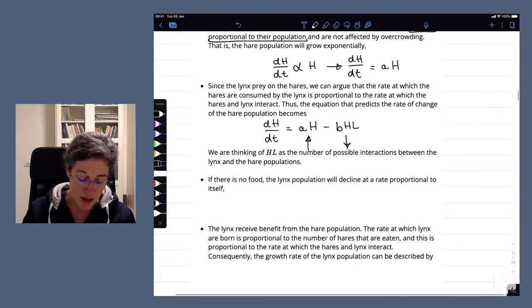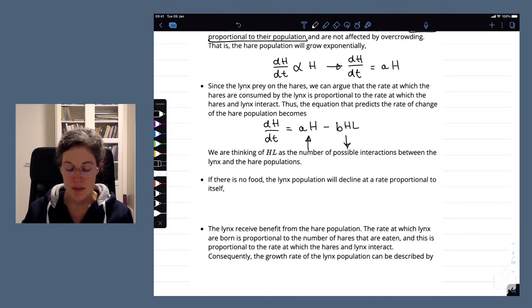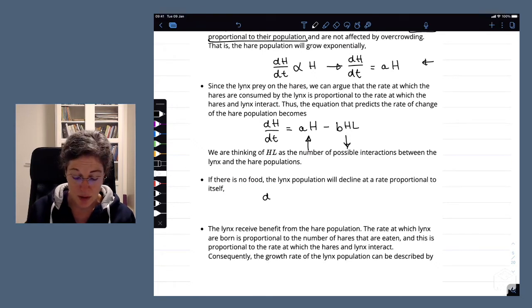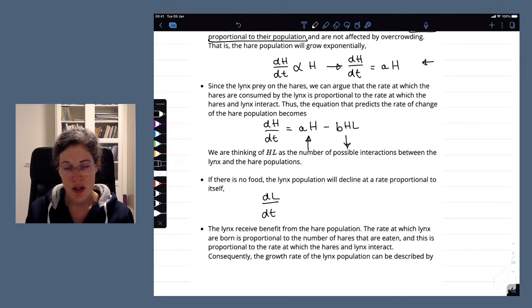Let's do the same trick for our lynxes. So let's think about a simple situation where there are no bunnies. So just like we started simply up here with no lynx, now we've got no bunnies. What's happening to our lynx population? Well, we're going to keep it super simple and assume that there's nothing else that the lynx could eat. So if there are no bunnies, then the lynx are going to die out because they have nothing to eat.